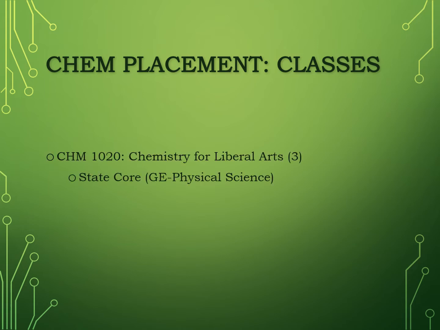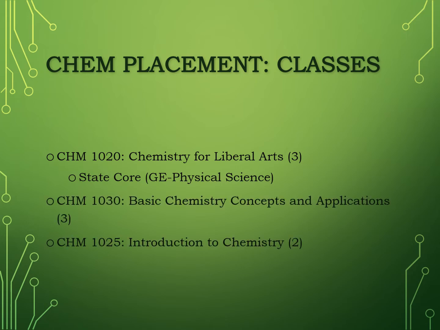Chem placement classes. Similar to all the other modules, we're going to talk about the classes that are important to chem placement so that we have that foundational knowledge before we move into talking about placement itself. Chem 1020, which is Chemistry for Liberal Arts, is a state core gen and physical science. It has absolutely nothing to do with chemistry placement, but I'm bringing it up here because it's important to acknowledge that. Some students will ask if this will count to meet the prerequisites for Chem 2045, and it will not. Only Chem 1025 can do that.